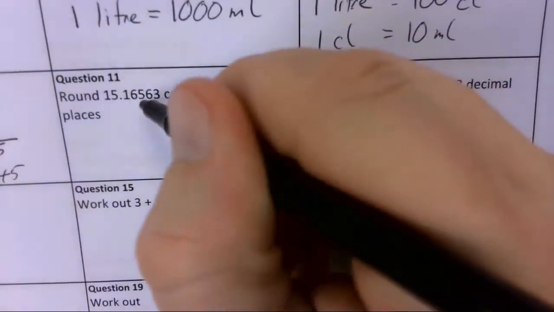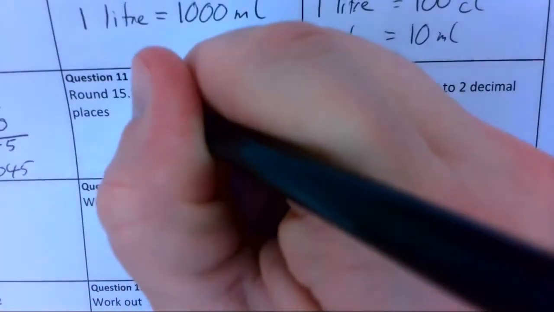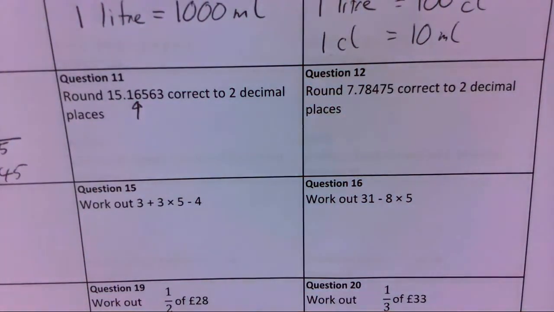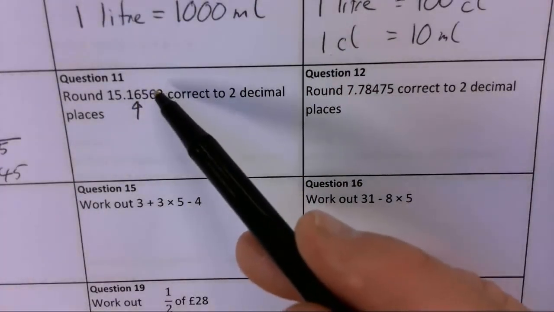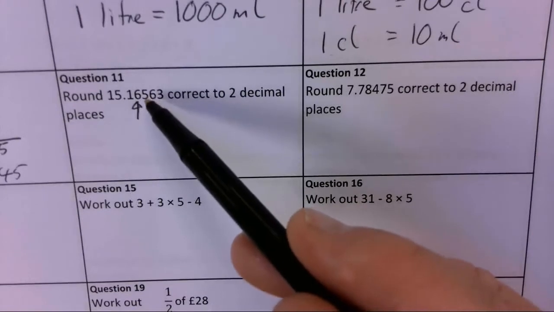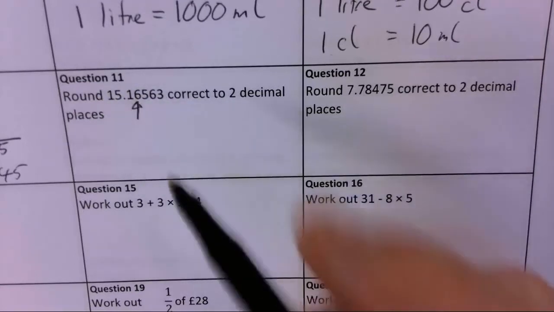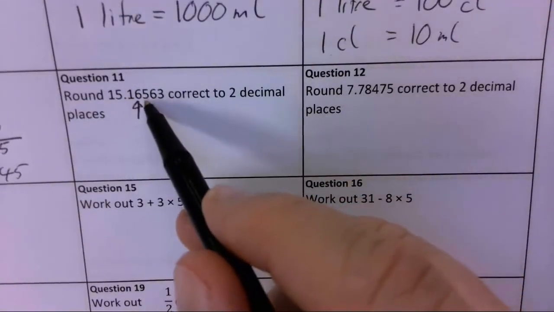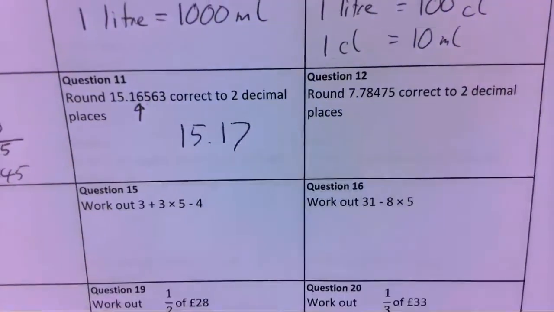Correct to 2 decimal places. This number, 15.16563. I look at the second decimal place, 15.16, and then I look at the next number along. Is it going to make it round up? Is this 5 or more, in which case it'll be 15.17, or is it 4 or less, in which case it stays as 15.16? It's 5 or more, the next number, so that becomes 15.17.